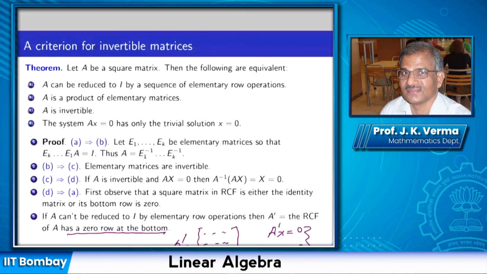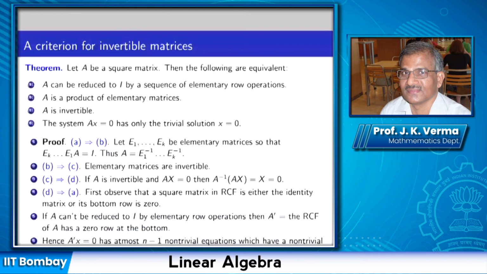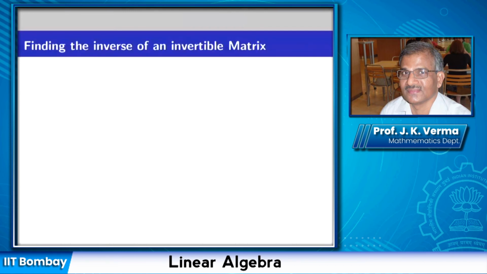So any questions on this? It is a tricky proof. Any questions on this proof? All right. Okay. So this theorem actually leads to an algorithm to find the inverse of a matrix. So far, we don't know how to find the inverse of a matrix. So let us see that this gives an algorithm to find the inverse of a matrix.